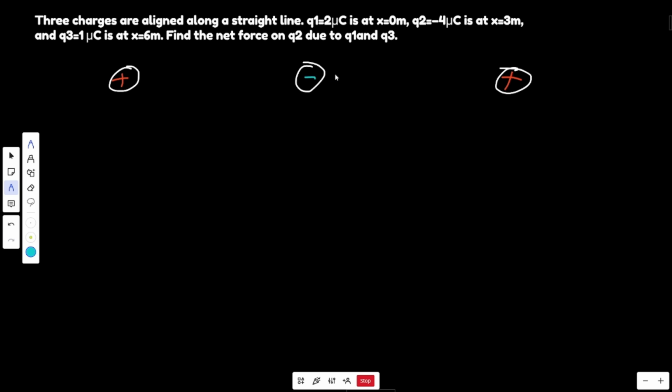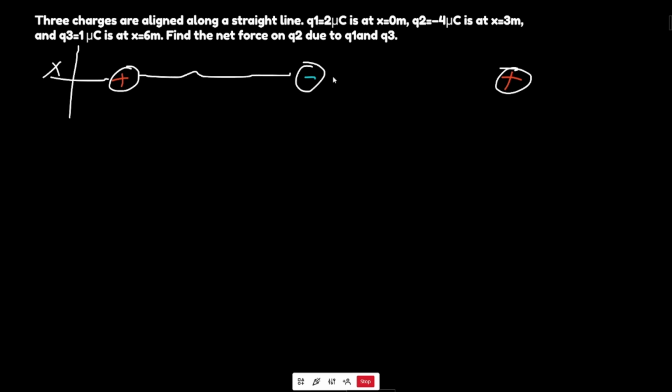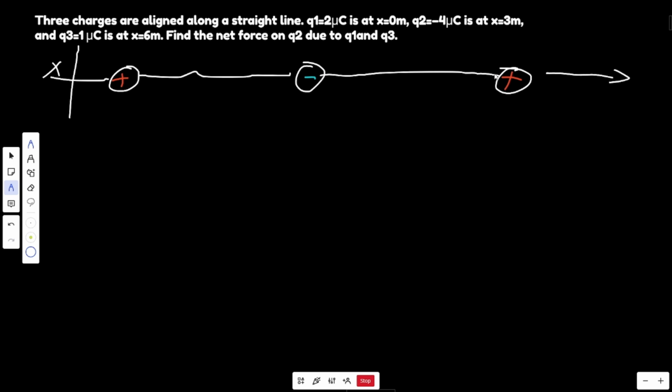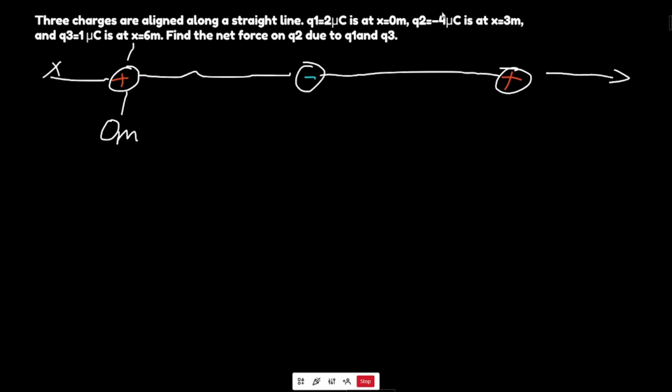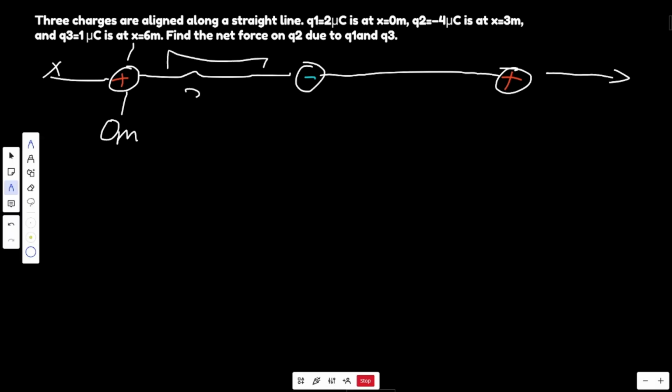Now, how do we know that this is their arrangement? The distance in this problem is given in terms of x. So we can treat this as a number line where we're only going about the x-axis. Here, and then all the way here. There. So this is x equals 0. So actually this is the origin, not this one. This is 0 meters. Then the distance between this and Q2 is 3 meters. This is 3 meters. Is that x equals 3.